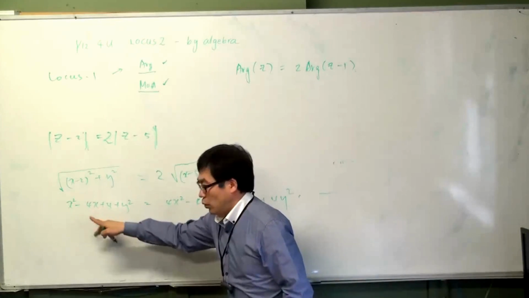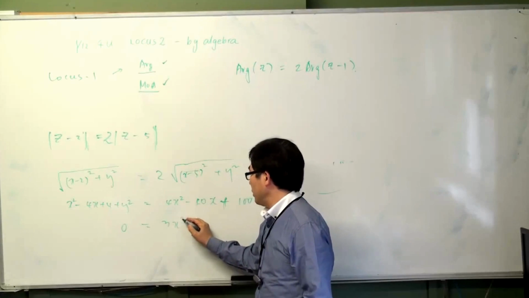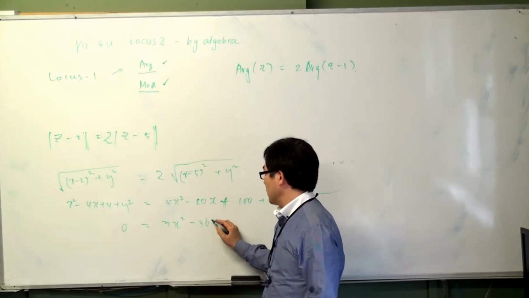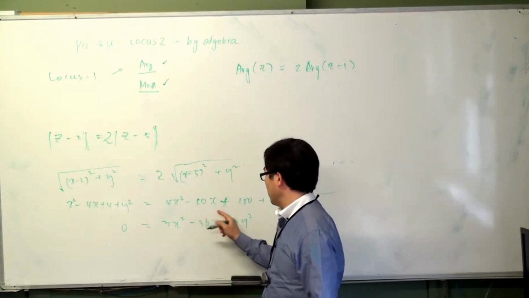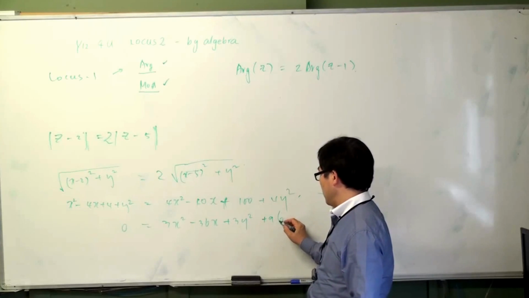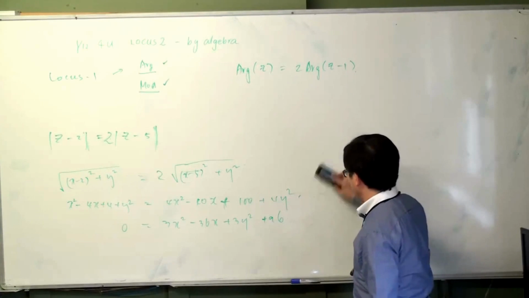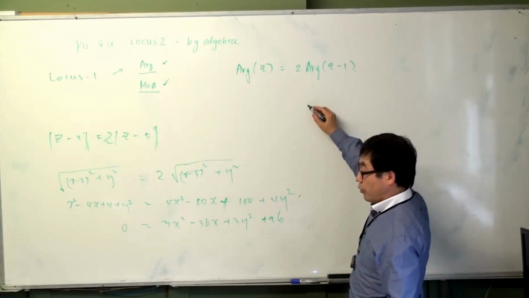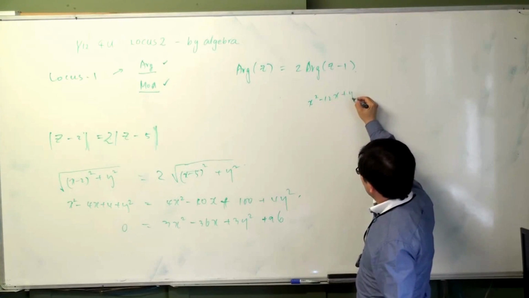Then all the terms move to that side, so 0 equals 3x squared minus 36x plus 3y squared, and the constant we have is 100, so it will be plus 96. And if you divide by 3 on each side, it will be x squared minus 12x plus y squared.